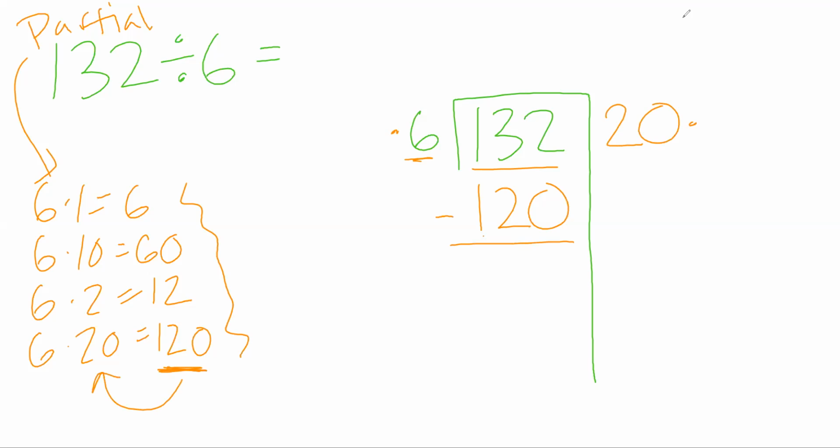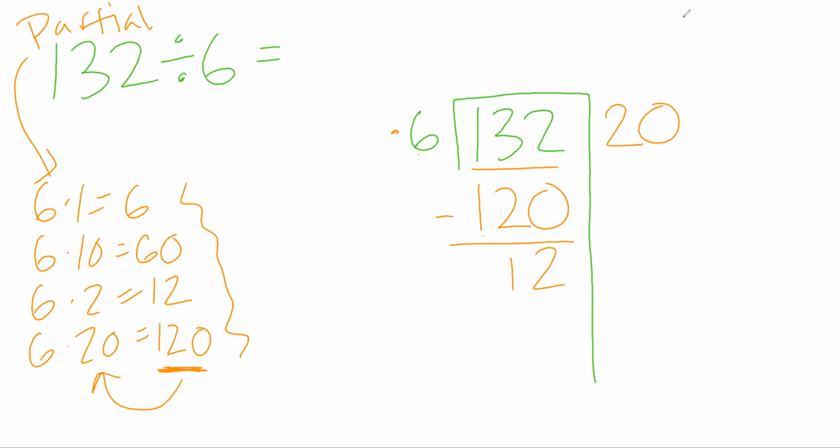And then we're going to subtract, because we've used that. We just made 20 groups of 6. It equals 120. So we're going to subtract it from the 132 that we have. And we got 12 left. I'm going to get rid of a few of these little lines so they don't confuse us.